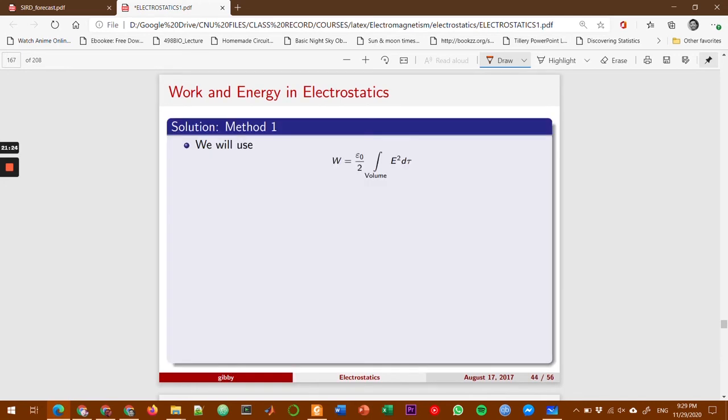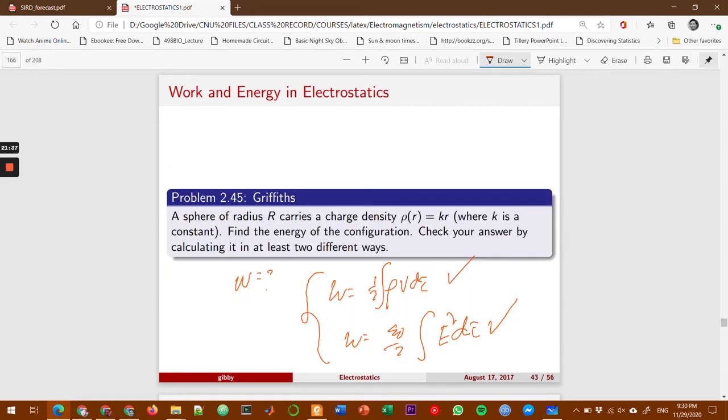So we make use of this formula in method 1, the one with the electric field. In order for us to calculate the energy configuration of the system, we need to know first what the electric field is. Okay, let's go back to the question. The question is a sphere. So a sphere, so its volume is of radius R. Then the charge density is dependent on r, it's not constant.